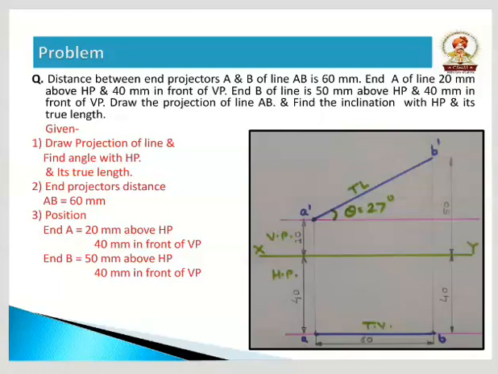Now draw a vertical straight line from point b in the upward direction, which is 50 mm above HP from XY line, that is point b dash. Now join the points a dash and b dash, that is the true length. And lastly, measure the angle theta and true length distance. The answer is theta is equal to 27 degrees and true length 70 mm.